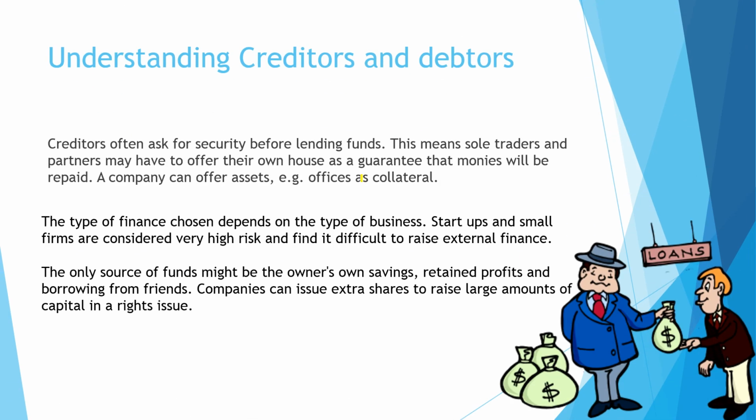Creditors often ask for security before lending funds. This means solo traders and partners may have to offer their own house as a guarantee that monies will be repaid. A company can offer assets, offices, as collateral. So this means if a bank is not willing to give you money on your word, then you can offer your house as a guarantee, or your business, your laptops, your machines. So these are your assets. You could offer the bank as a guarantee to say that if I don't pay, you can have these things.